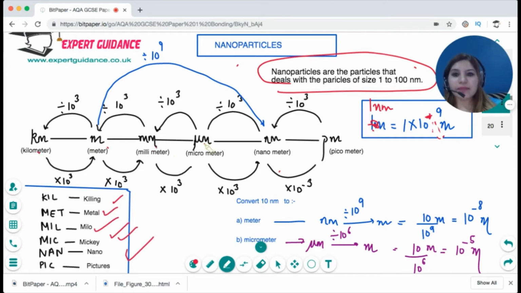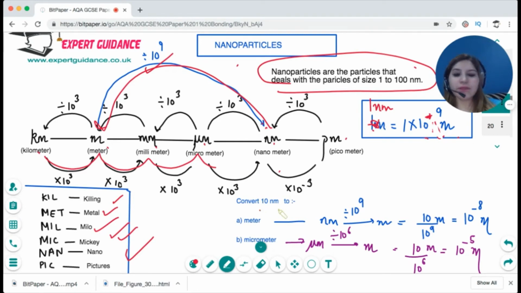Km, milli, micro, nano, picometer, and all of them are 10 to the power 3 apart. So from kilometers to meter, you times by 1000, meters to millimeters times by 1000, and when you go in reverse, you divide by 1000. So if you need to convert nanometer into meter, you go from here to here, there are 3 bumps, so you divide by 10 to the power 9. So 1 nanometer is 10 to the power minus 9 meter.